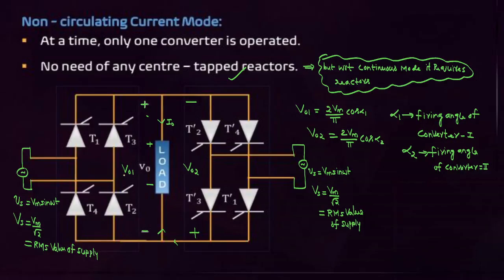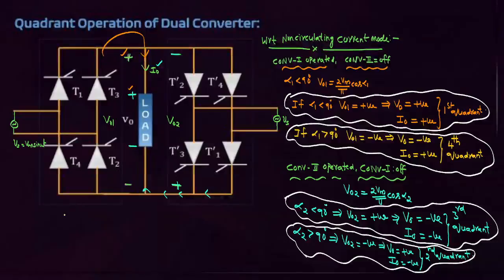Next, what do you mean by non-circulating current mode? In non-circulating current mode, at a time only one converter is operated. No need of any center tap reactors. Why? There are no circulating currents, so no need of any center tap reactors in the case of non-circulating current mode of operation.